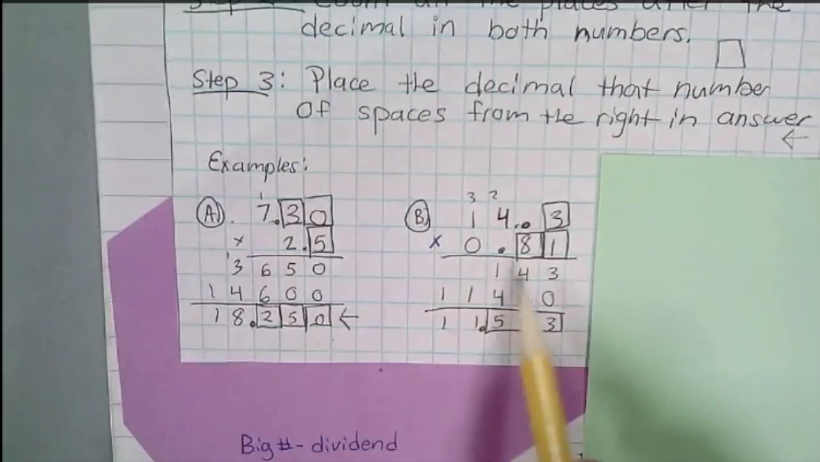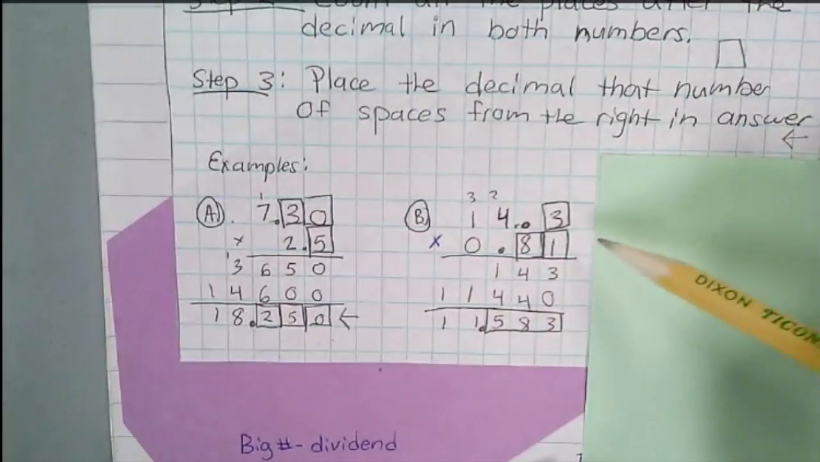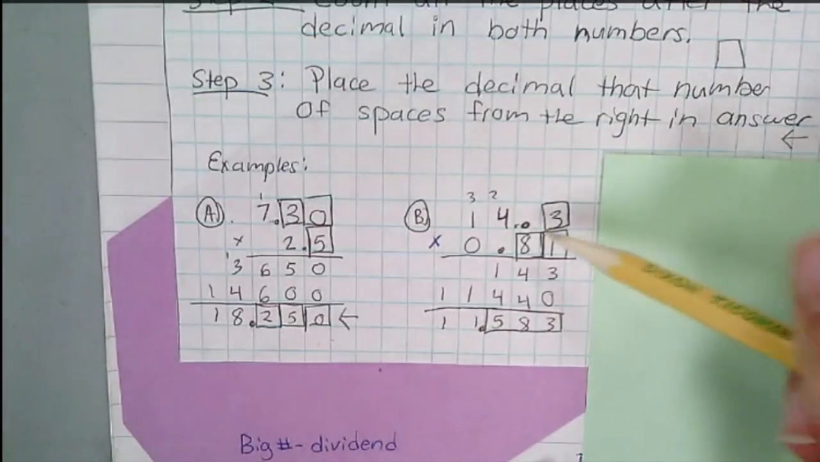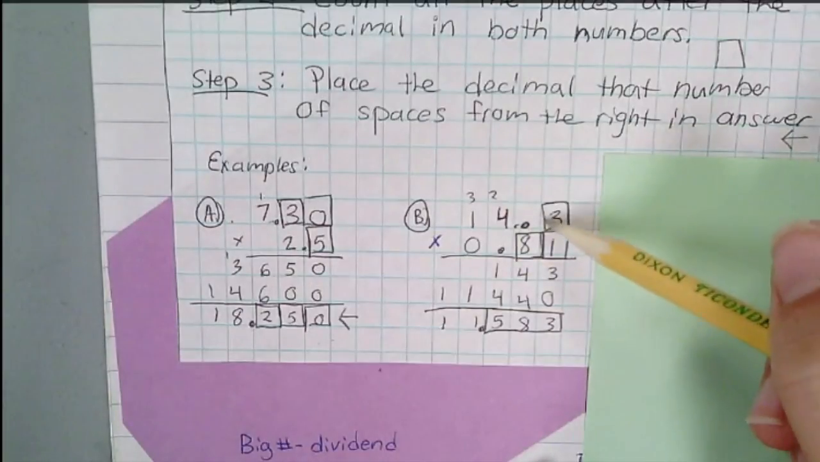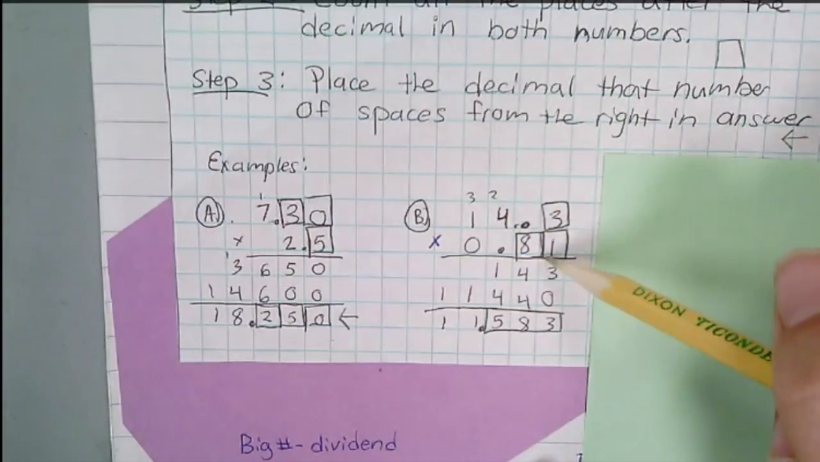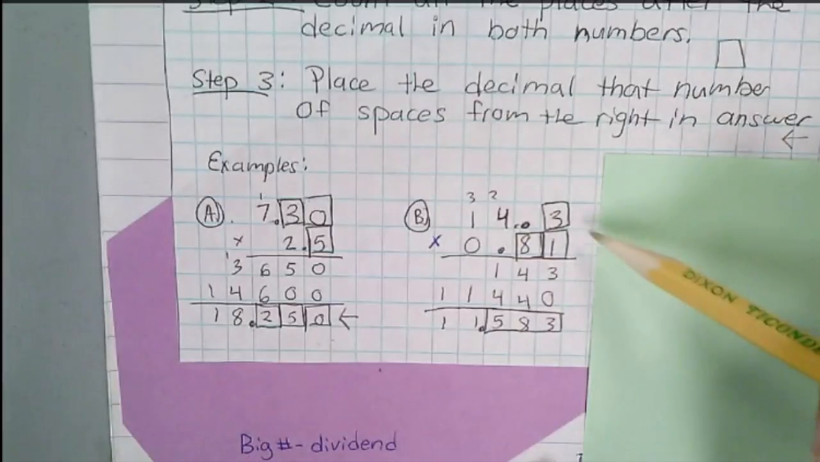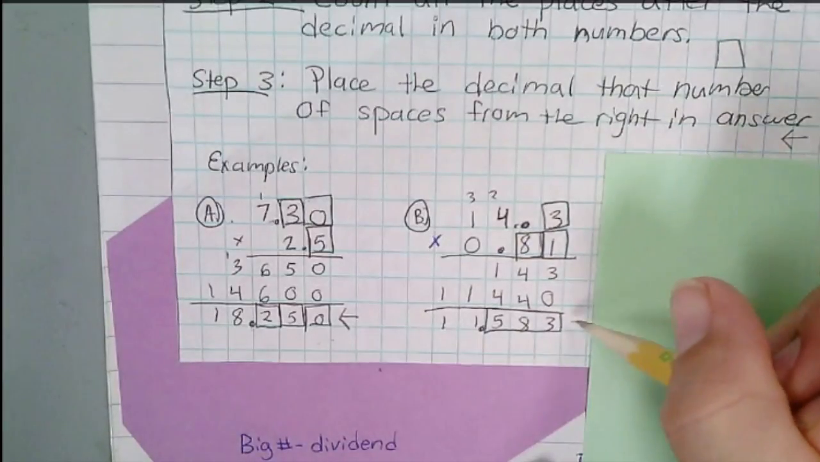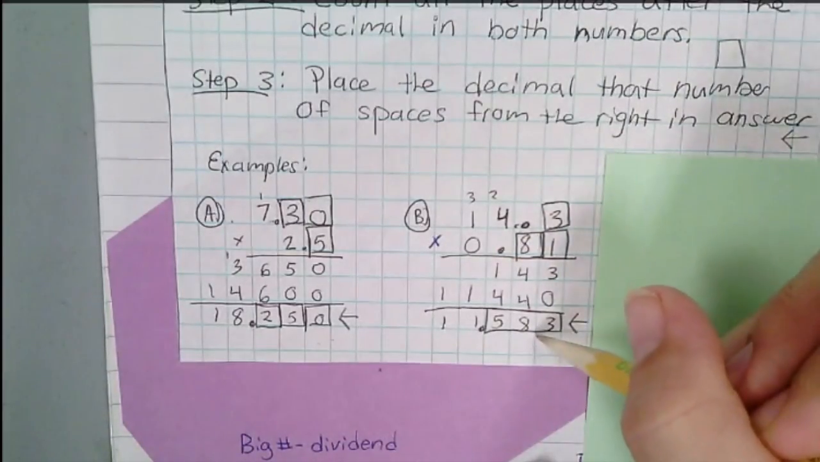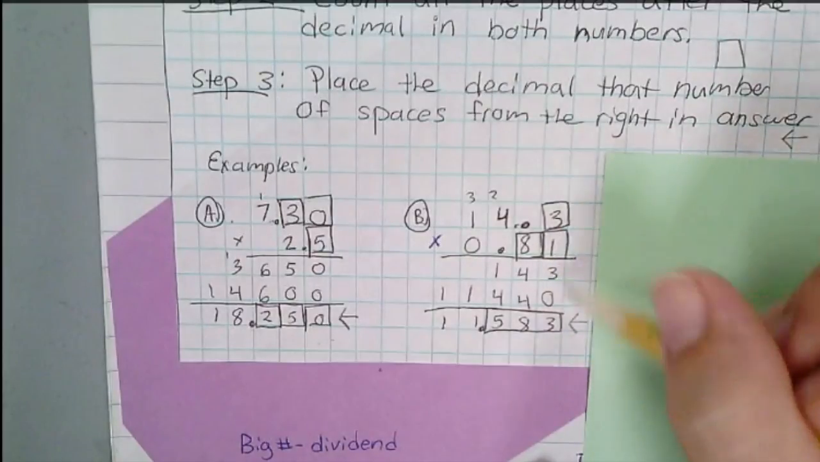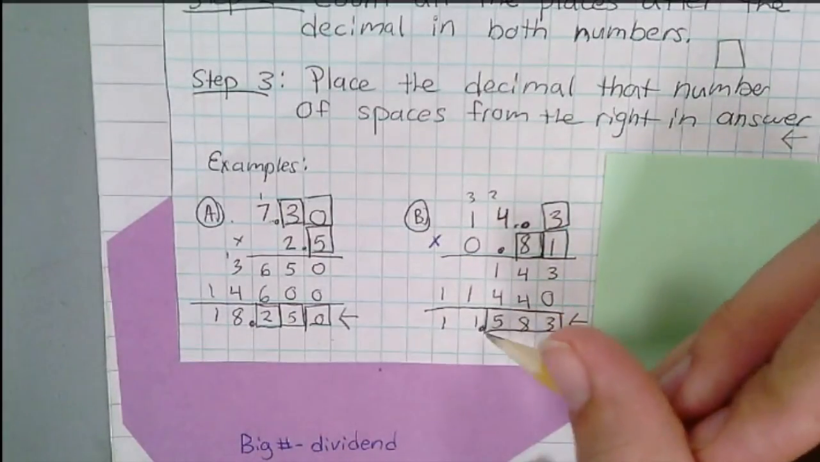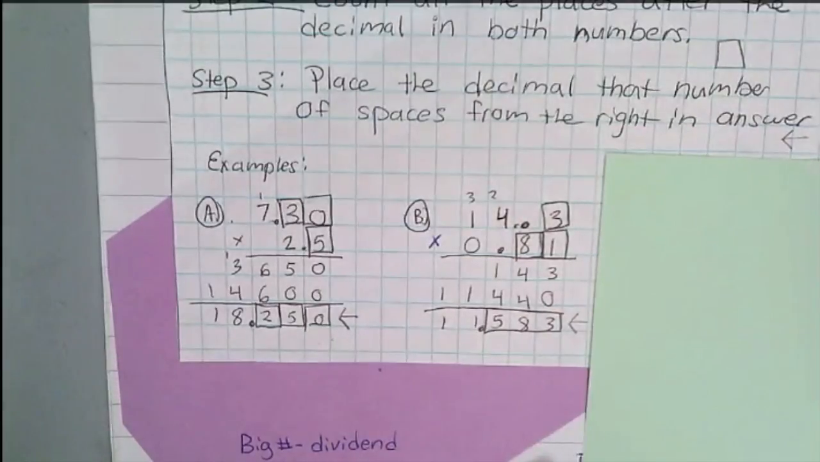14.3 times 0.81. So I multiplied it through. The decimal place didn't matter. Then I drew my boxes around all of the numbers to the right of the decimal place. Came down here for step 3, drew an arrow, and I boxed off 1, 2, 3, 1, 2, 3 boxes. That told me where to put my decimal place.